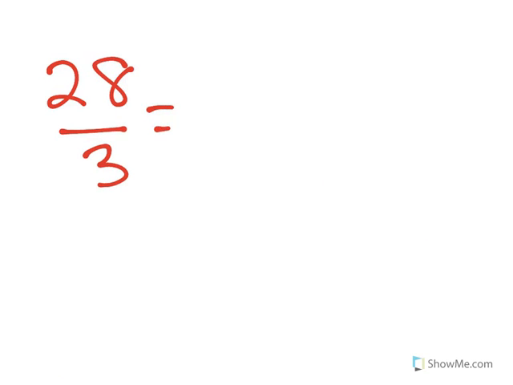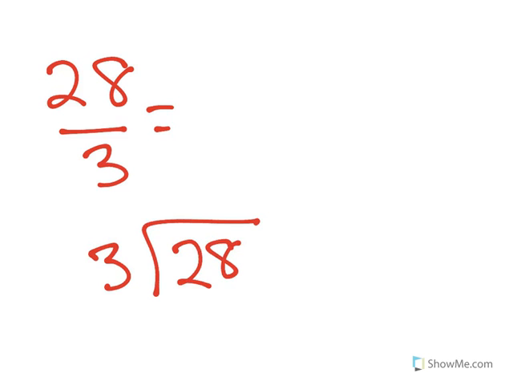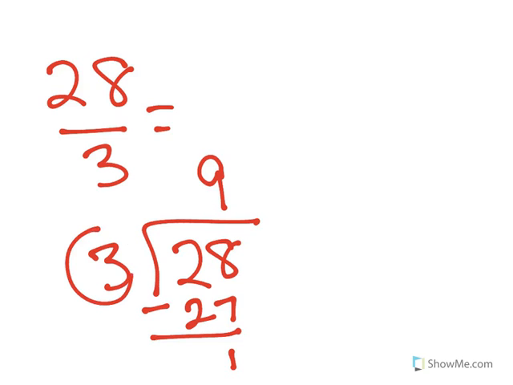I can set up a traditional division problem. 28 divided by 3, 3 goes into 28 9 times. I have 1 left over. Remember, this is my denominator, so I have 9 1/3.